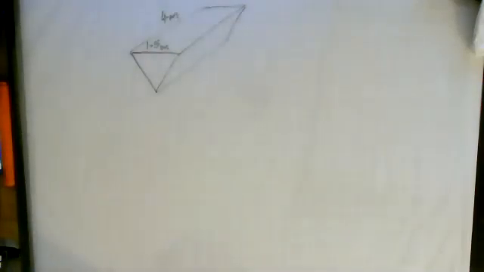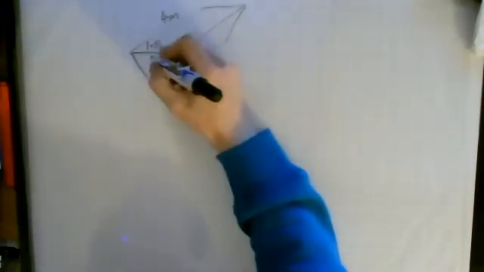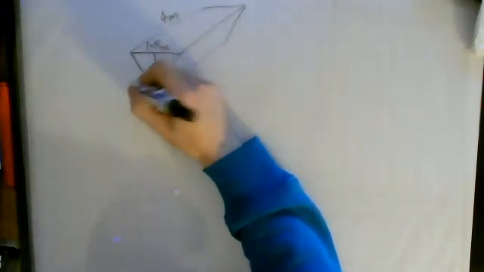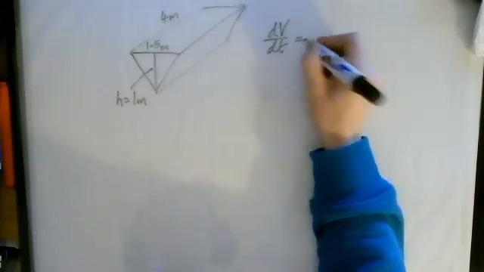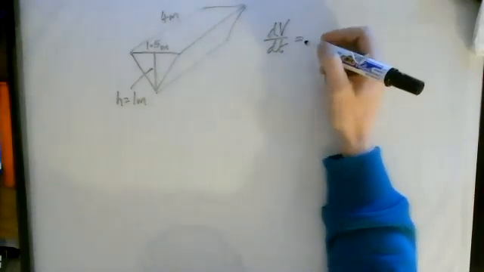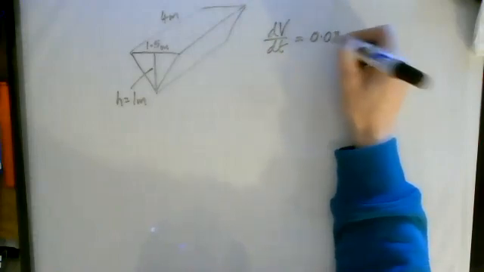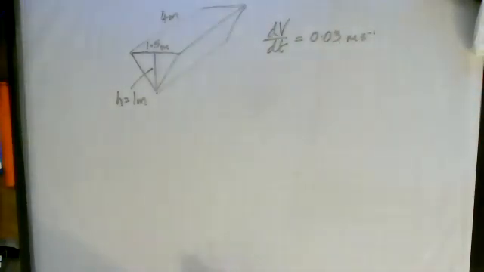So this trough, the horizontal trough, is 4 meters long and 1 meter deep. Water runs into the trough at a rate of 0.03 meters cubed per second. So we've got dV, because it is meters cubed per second, so dV/dt is 0.03 meters cubed per second.